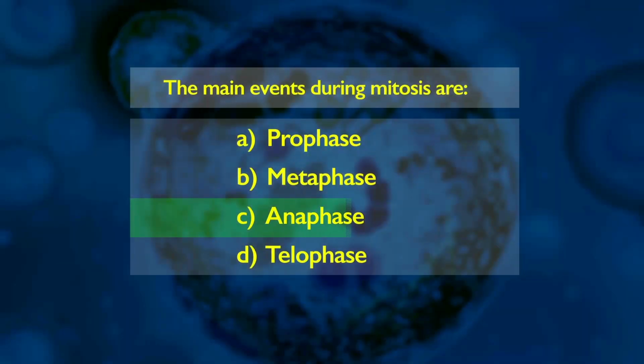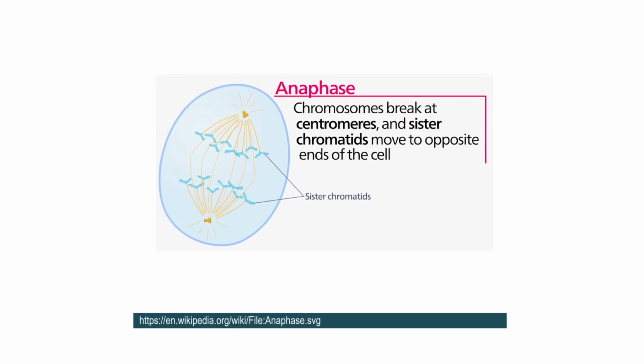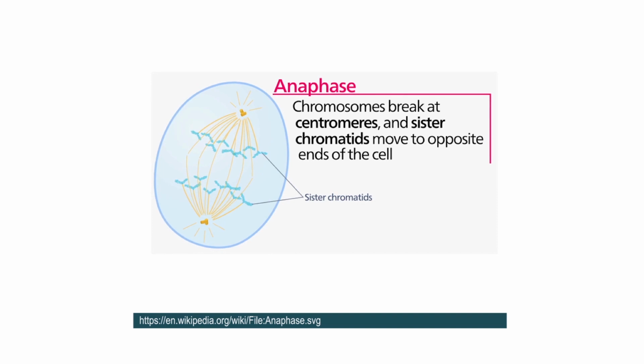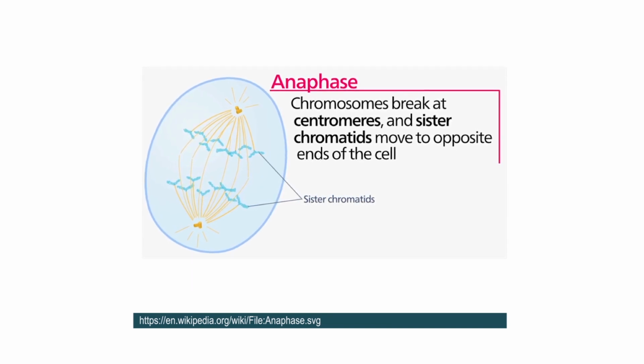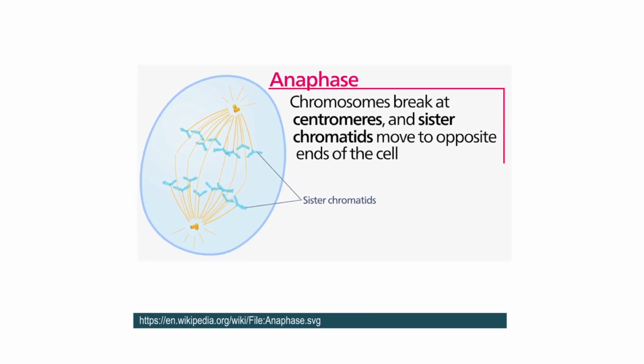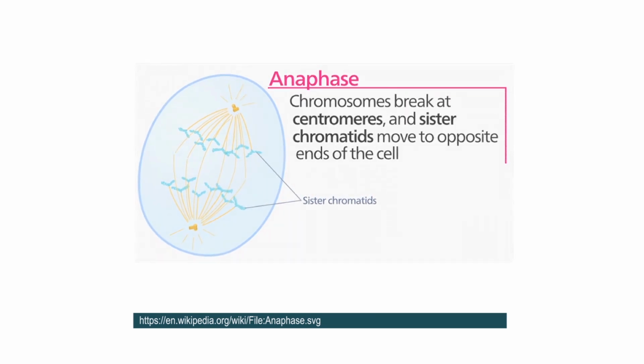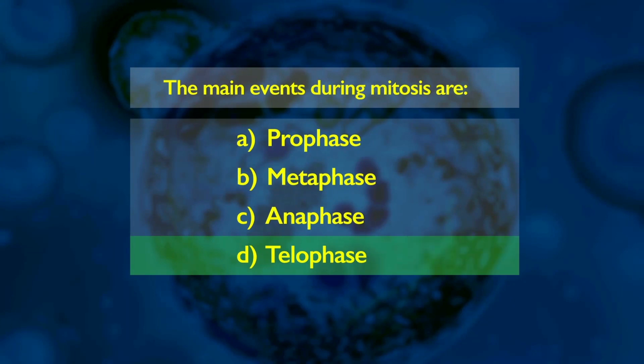The spindle fibers attach to centromeres of each sister chromatid and align them along the central plane of the cell. The third phase is the anaphase. This stage is characterized by the splitting of the centromeres and the migration of the sister chromatids towards the opposite poles of the cell. The last phase is the telophase.